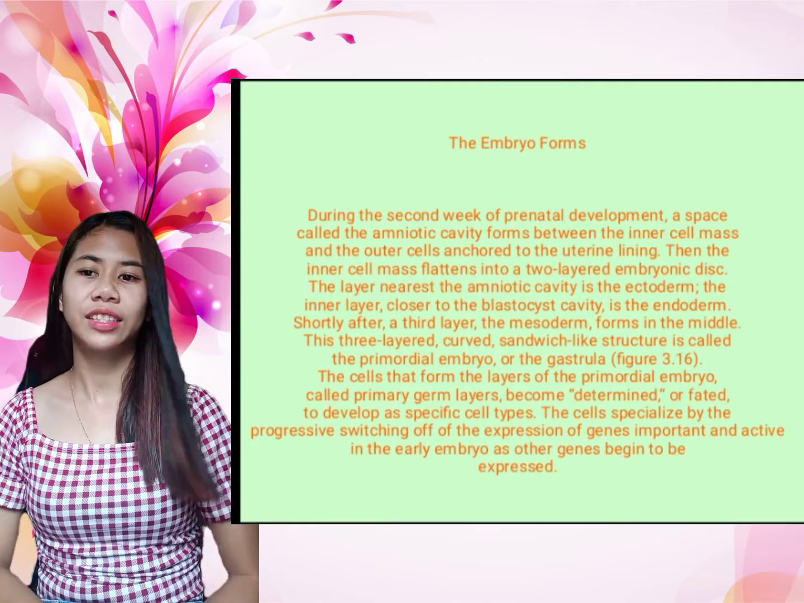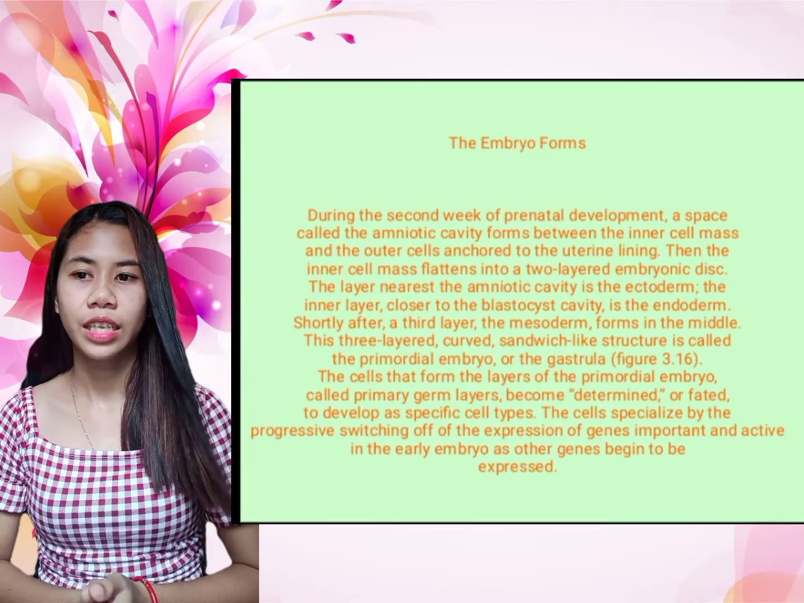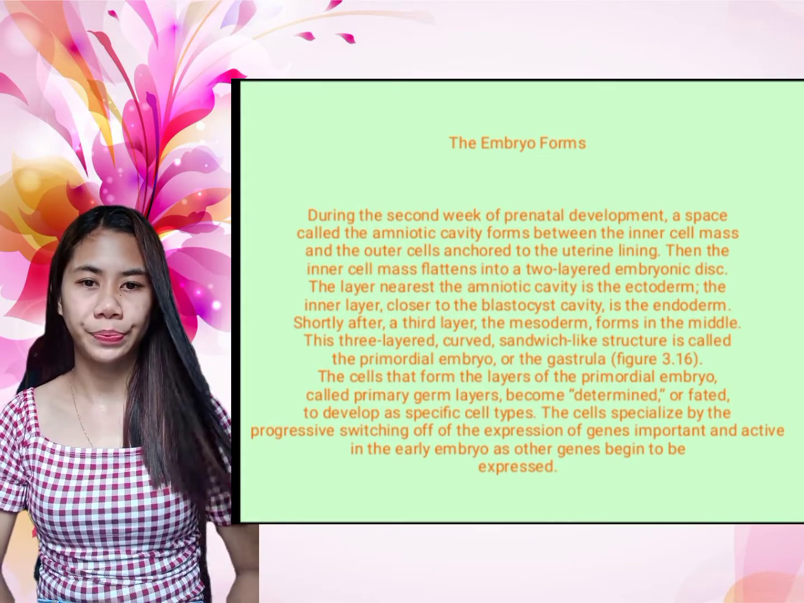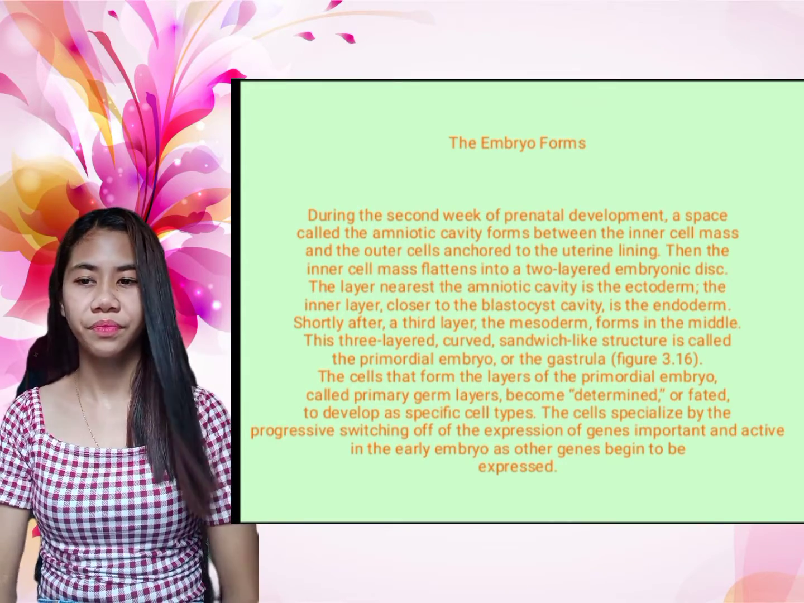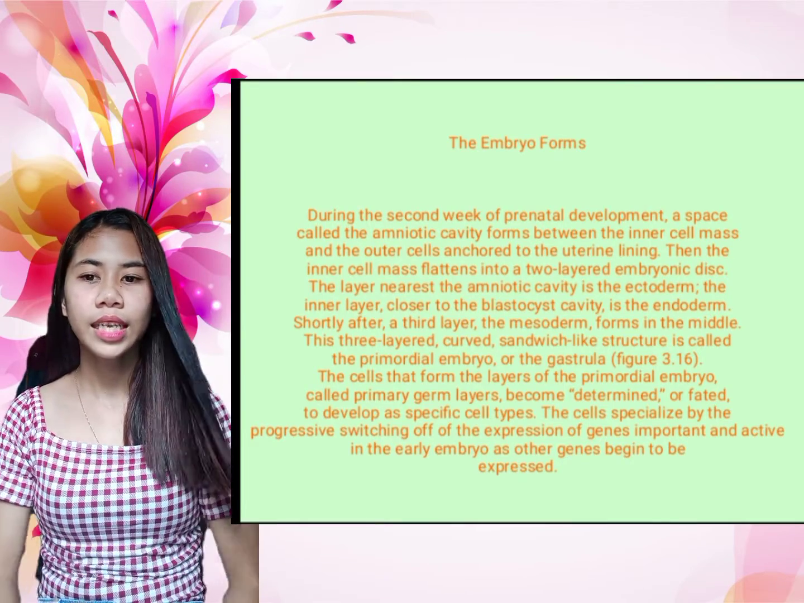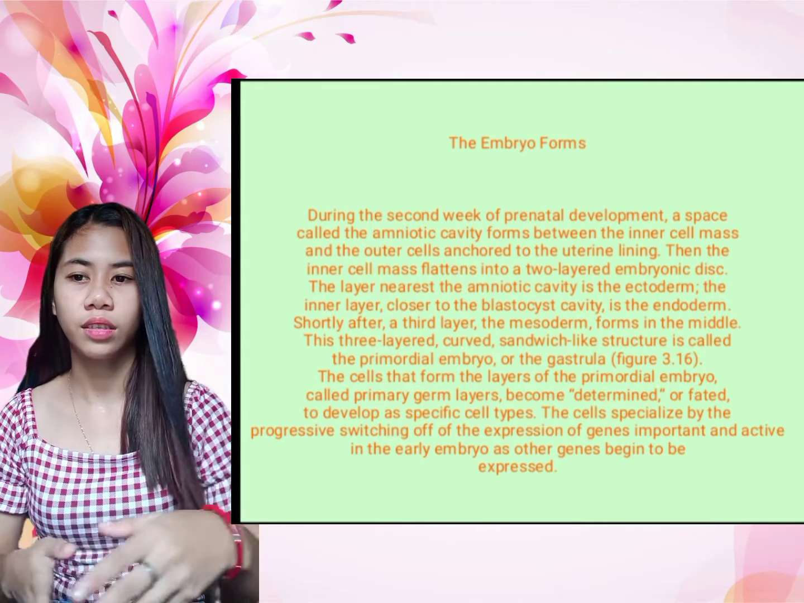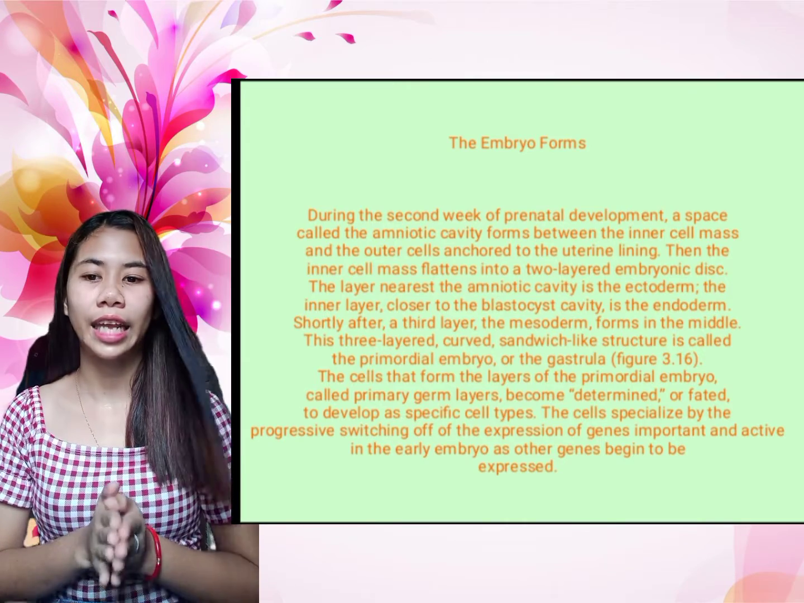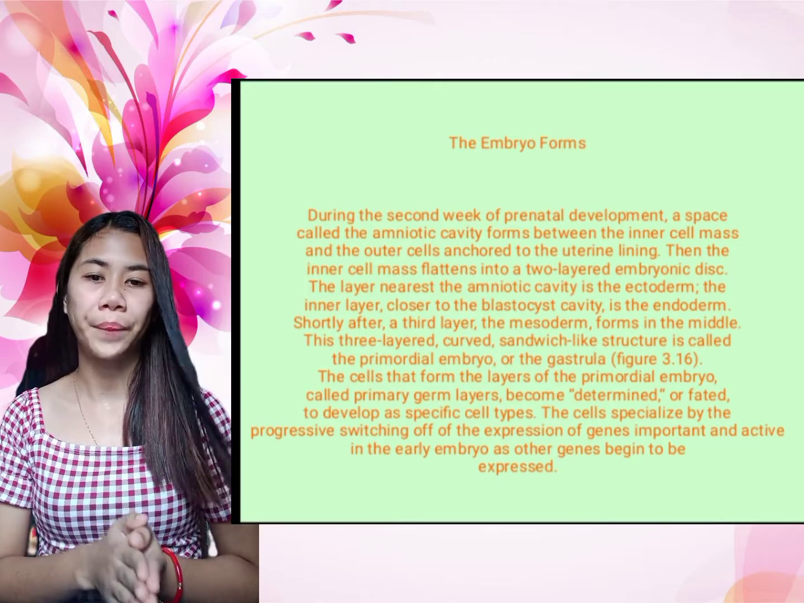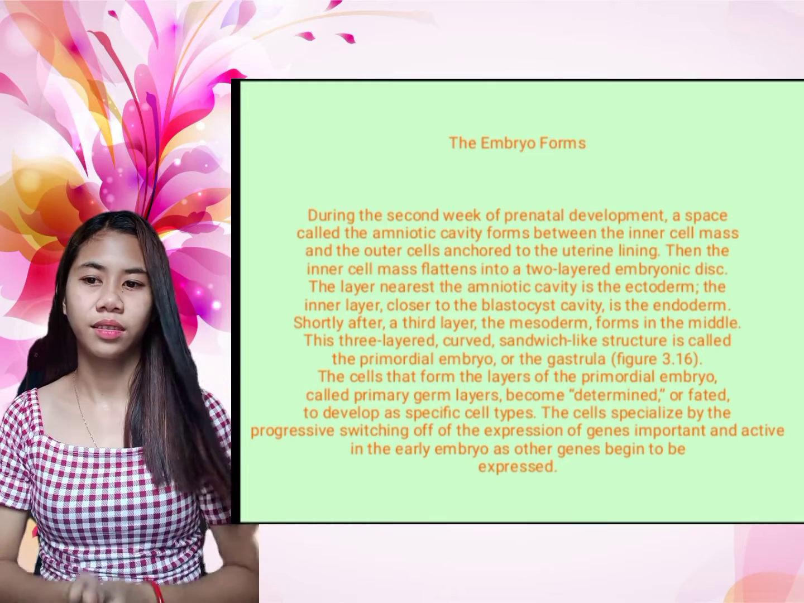The cells that form the layers of the primordial embryo, called primary germ layers, become determined, or fated, to develop as specific cell types. The cells specialize by the progressive switching off of genes important and active in the early embryo as other genes begin to be expressed.